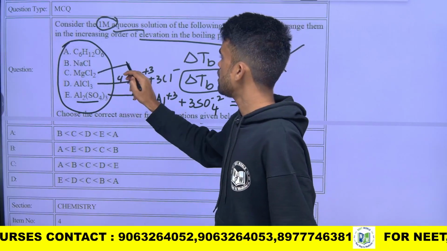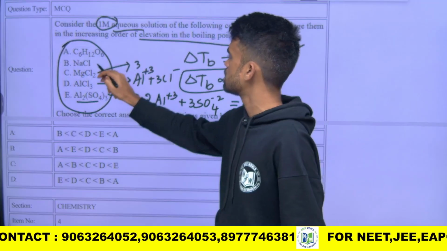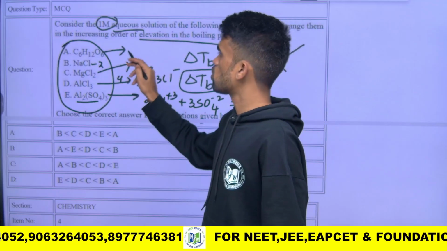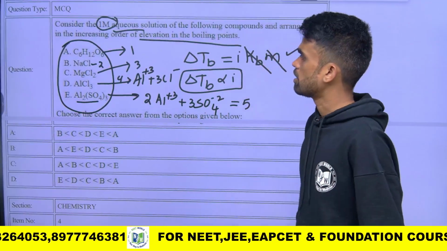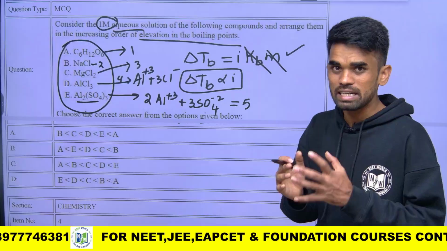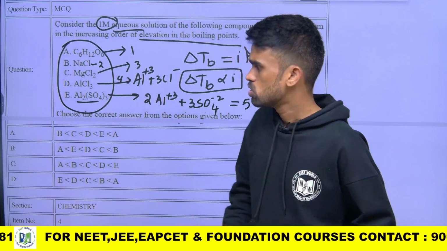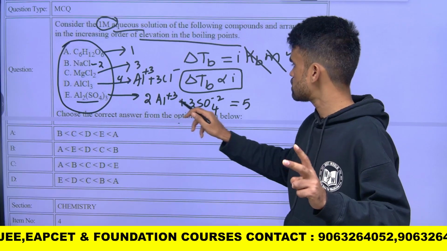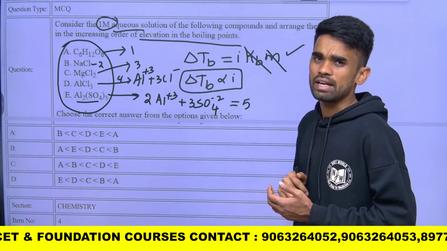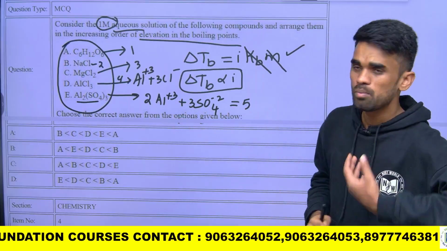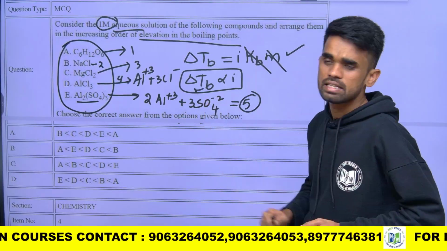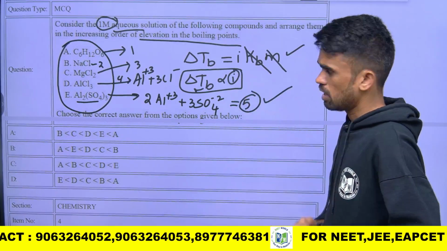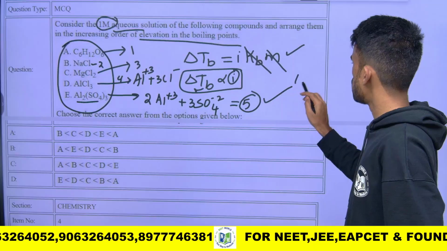Here MgCl2 means 3 ions, NaCl 2 ions, and C6H12O6 glucose is a non-electrolyte, 1 particle. So what we need to count is the number of particles produced. The particles are 2 aluminium ions and 3 sulfate ions, which means a total of 5 particles. The more the number of particles, the more its elevation in boiling point. So the i value is more for E, so it has the greatest elevation in boiling point.